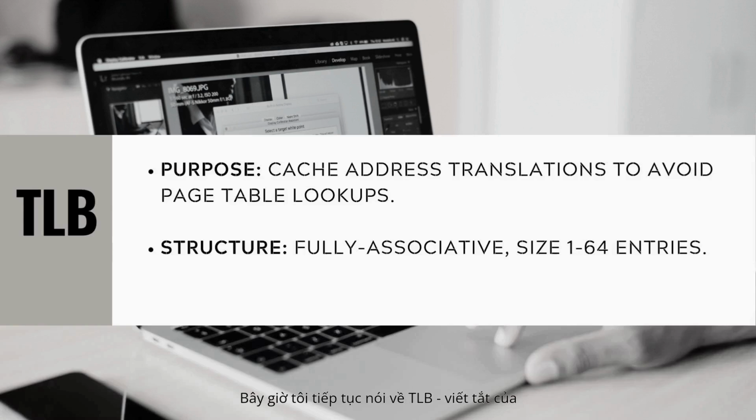And now, continue talking about the TLB, which stands for Translation Lookaside Buffer. Its purpose is to cache virtual to physical address translations, thereby avoiding repeated and time-consuming page table lookups. About structure, it features a fully associative cache architecture, where all entries are compared in parallel to find a match. The size is configurable, ranging from 1 to 64 entries, depending on the specific implementation.